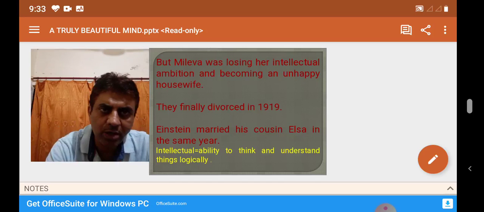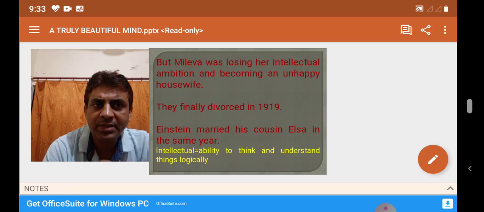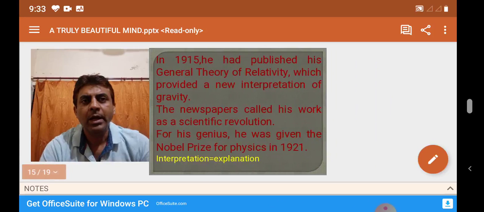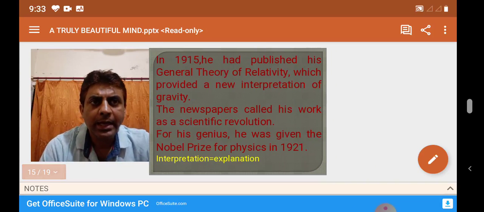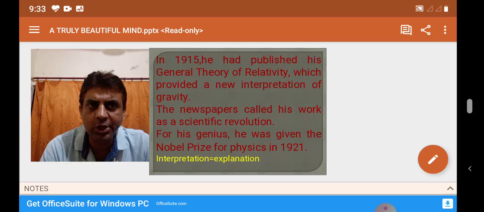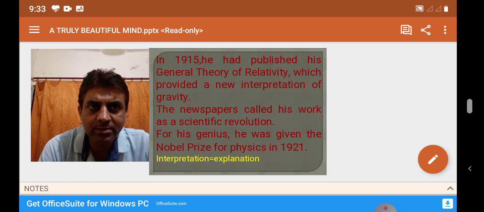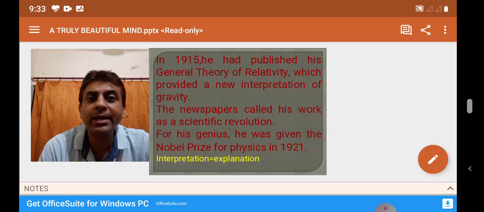Einstein married his cousin Elsa the same year. In 1915, he had published his general theory of relativity, which provided a new interpretation of gravity. The newspapers called his work a scientific revolution. For his genius, he was given the Nobel Prize for Physics in 1921.